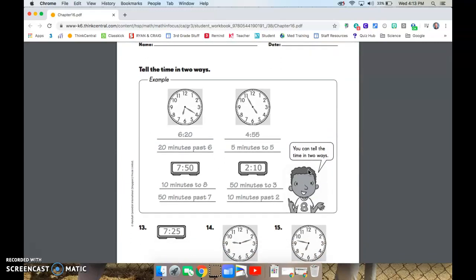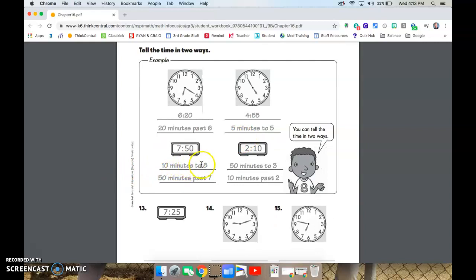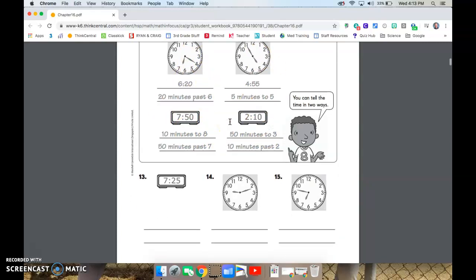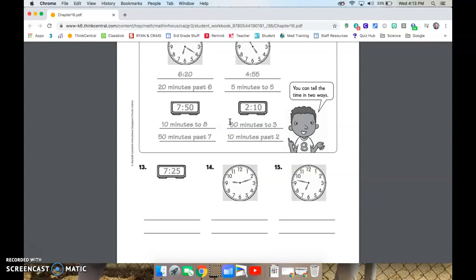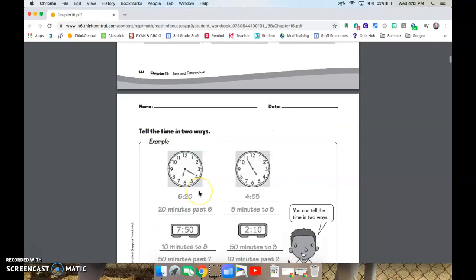All right. Tell the time in 2 ways. So we're going to write down the digitally-ish time on this one. And then we can use either past or to. And then down here, we're going to write 10 minutes to and 50 minutes past. So we're going to use the past and the to on this one. And we're going to just write down the digital and one or the other for that kind. So let's look at our digital clock here. It is 25 minutes past 7. Or it's 35 minutes to 8.